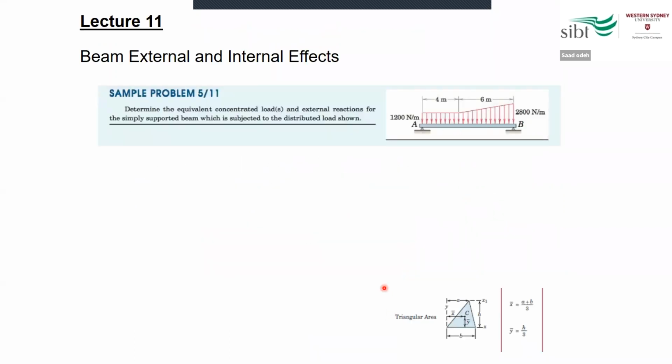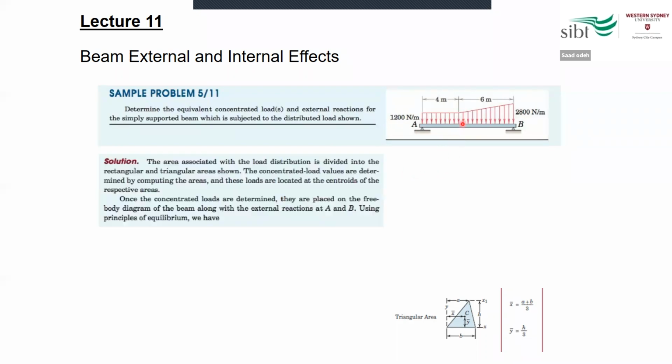In lecture 11, we learned how to do analysis of beam forces, so beam external and internal effects. In this solved problem, we learned how to find the equivalent concentrated load and external reaction for a simply supported beam subjected to a distributed load, similar to this one.